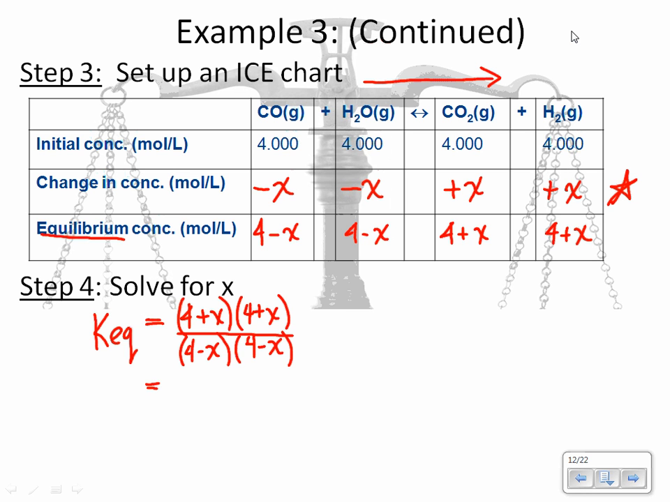Okay, another way of writing that in this case, just to make it a little bit simpler for you, is (4 plus X) squared divided by (4 minus X) squared. And I gave you the value of KEQ in this question. I gave you 4.2.